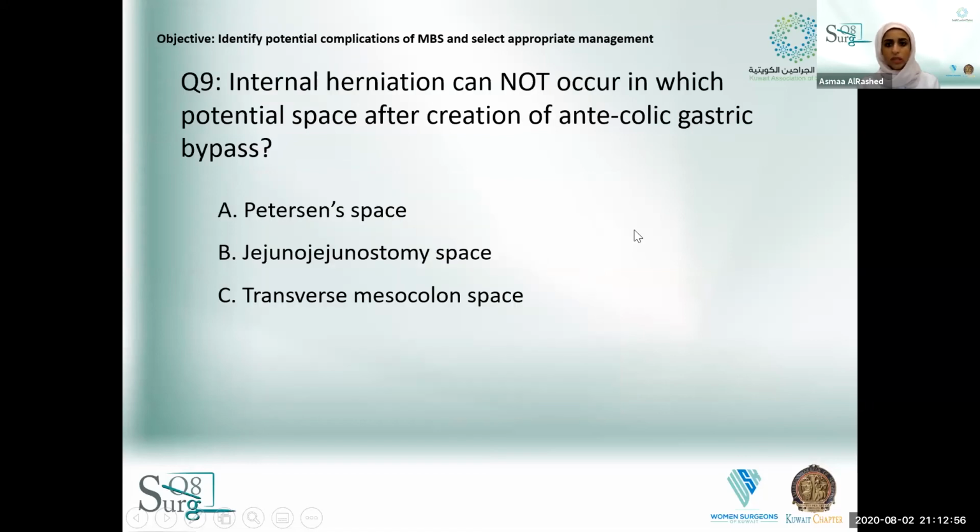esophagojejunostomy. Another question here. So we're moving on from the leaks to complications with hernias. Question number 9: internal hernia cannot occur in which of the potential areas if the patient has an antecolic gastric bypass? Petersen space, jejunojejunostomy space, or the transverse mesocolon space.